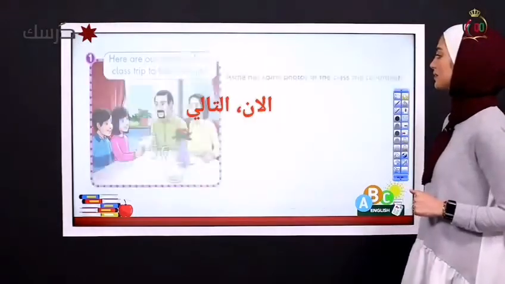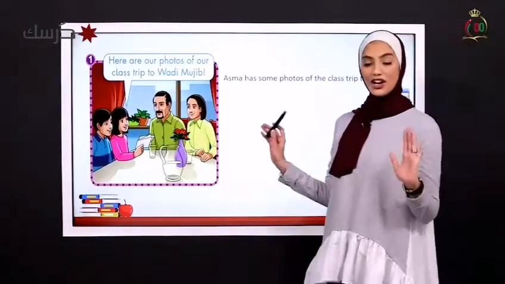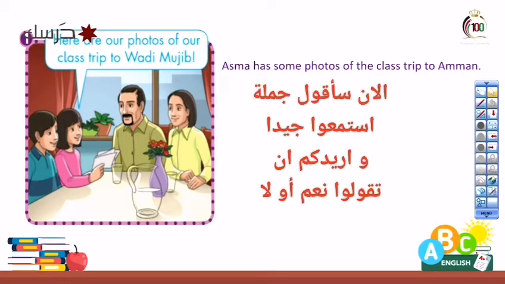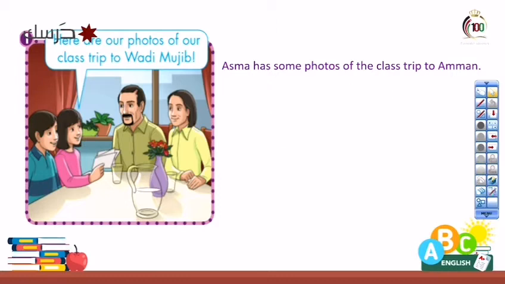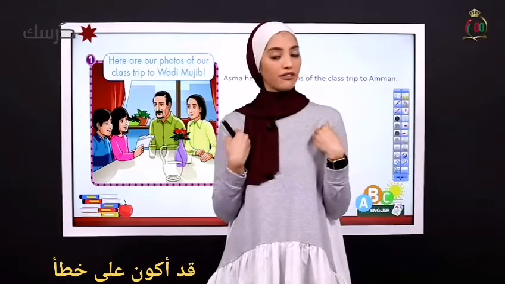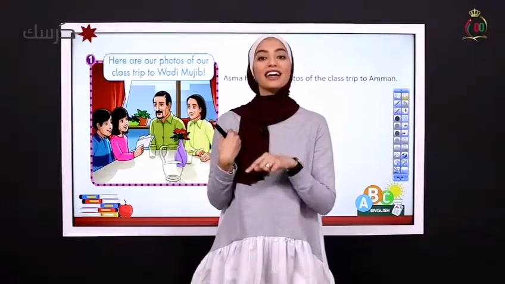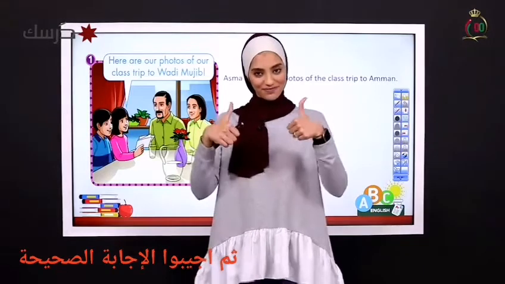Okay, next. Now, look at the picture. I will say a sentence. I want you to listen carefully to my sentence and say yes or no. Maybe I am wrong. If I am wrong, say no and then say the right sentence. Okay? Let's start.